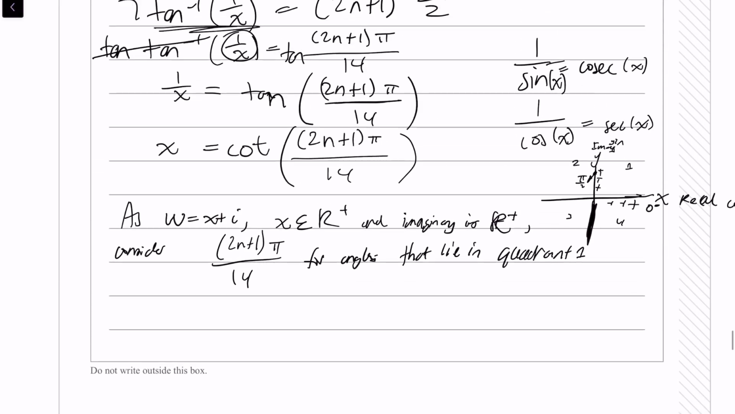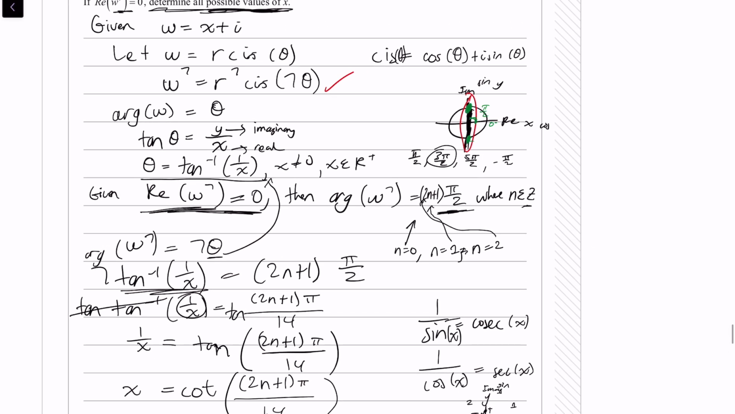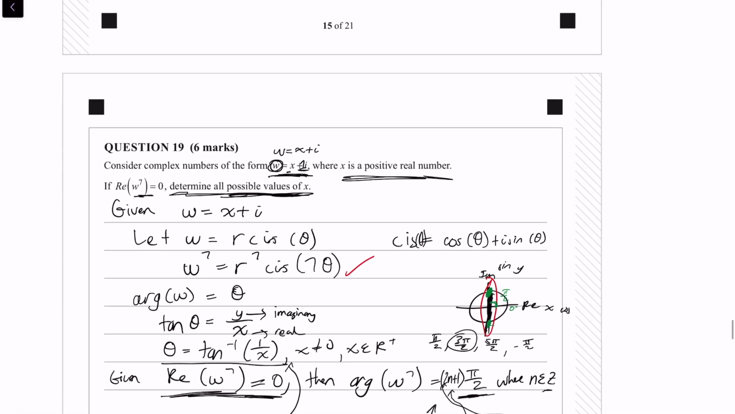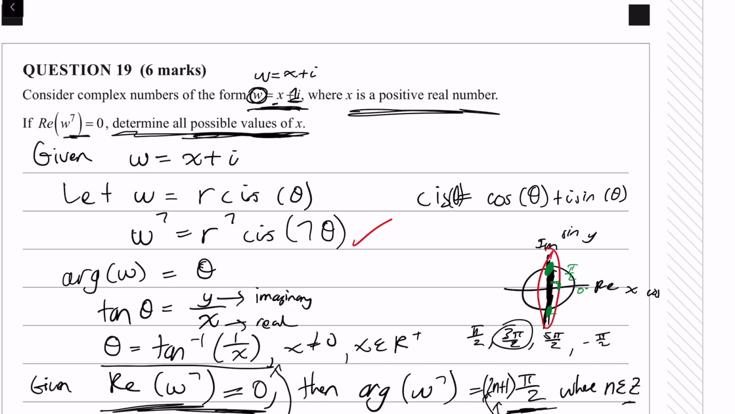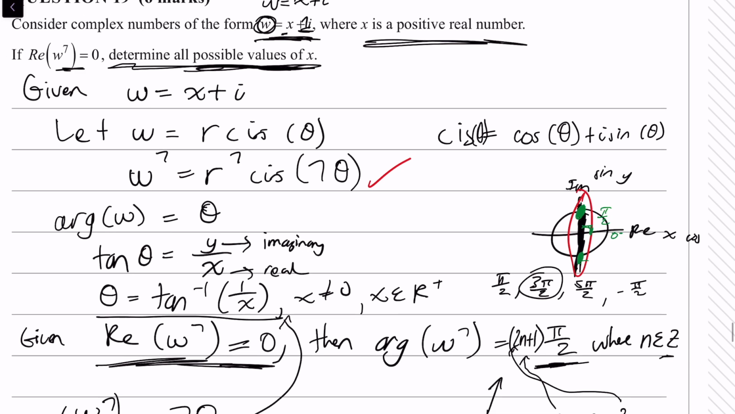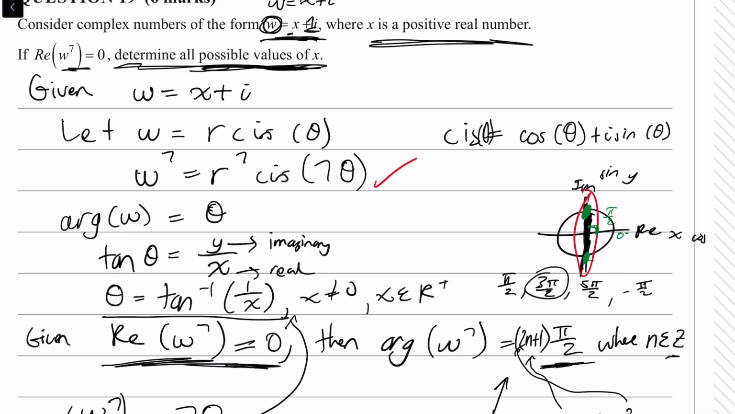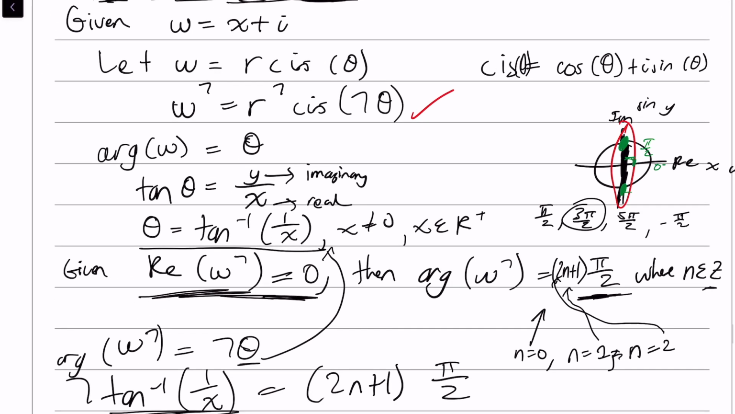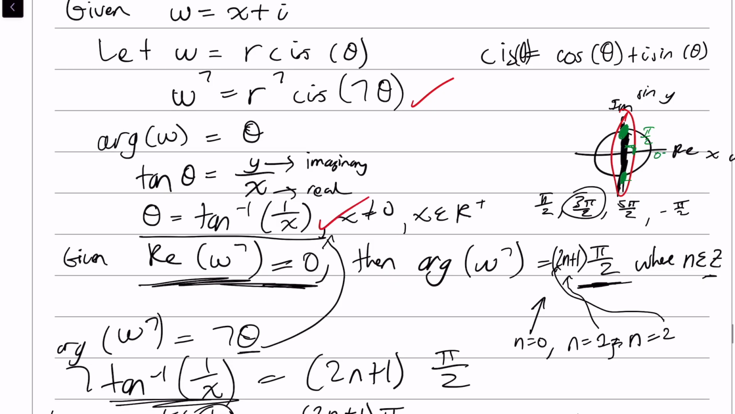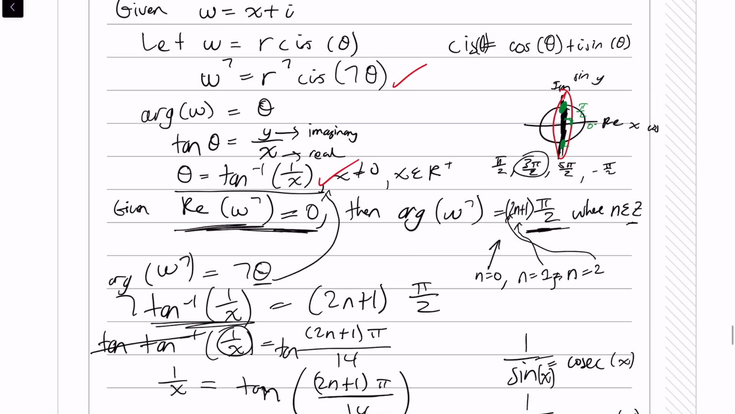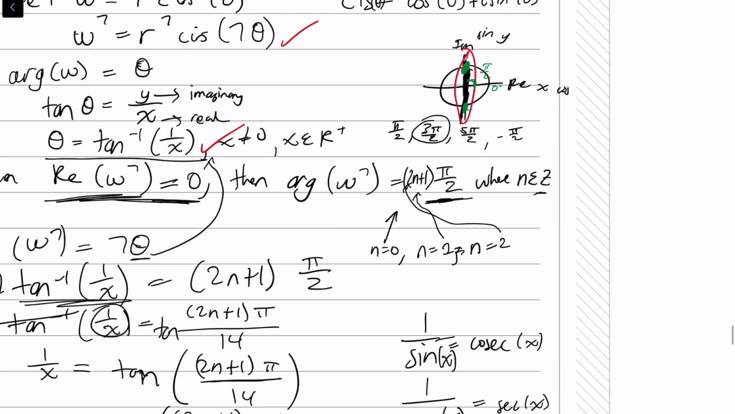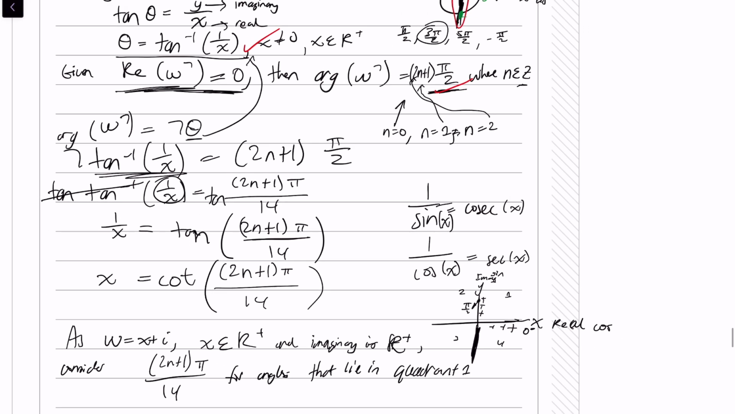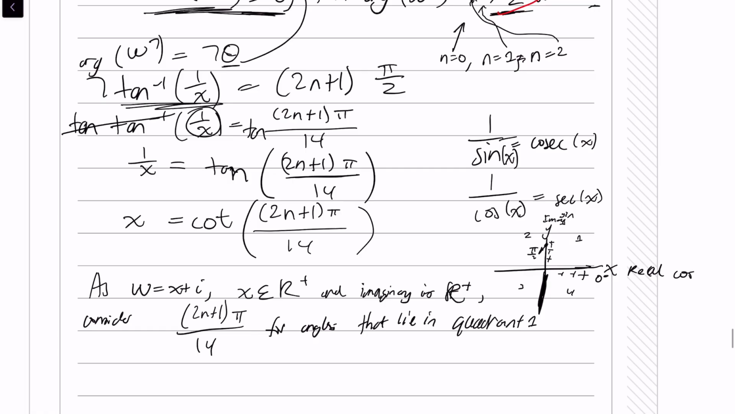So just wrapping up now, for the marks, I got the first mark by using de Moivre's theorem correctly, and then correctly determining an expression representing the argument of w in terms of x. So that is this one here. And then determining a relationship now of the argument for w to the power of 7 is this one. And then a general expression for x.